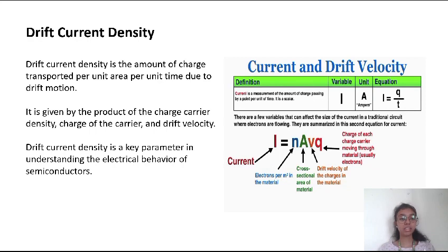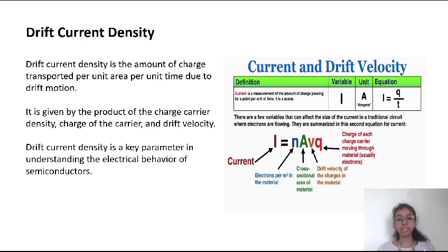Drift current density. Drift current density is the amount of charge transported per unit area per unit time due to drift motion. It is given by the product of the charge carrier density, charge of the carrier, and drift velocity. Drift current density is a key parameter in understanding the electrical behavior of semiconductors.